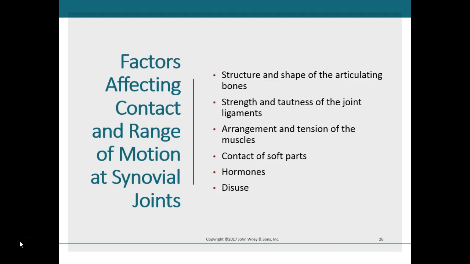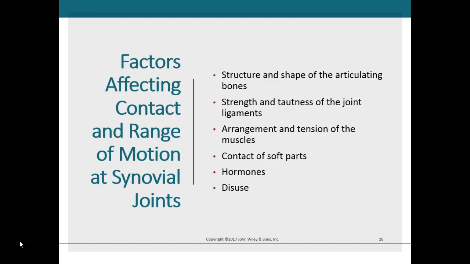Joint movement can also be restricted by the presence of adipose tissue. Anywhere that you have excess adipose tissue, it may restrict how far you can flex or move that particular joint. Joint flexibility can be affected by hormones.